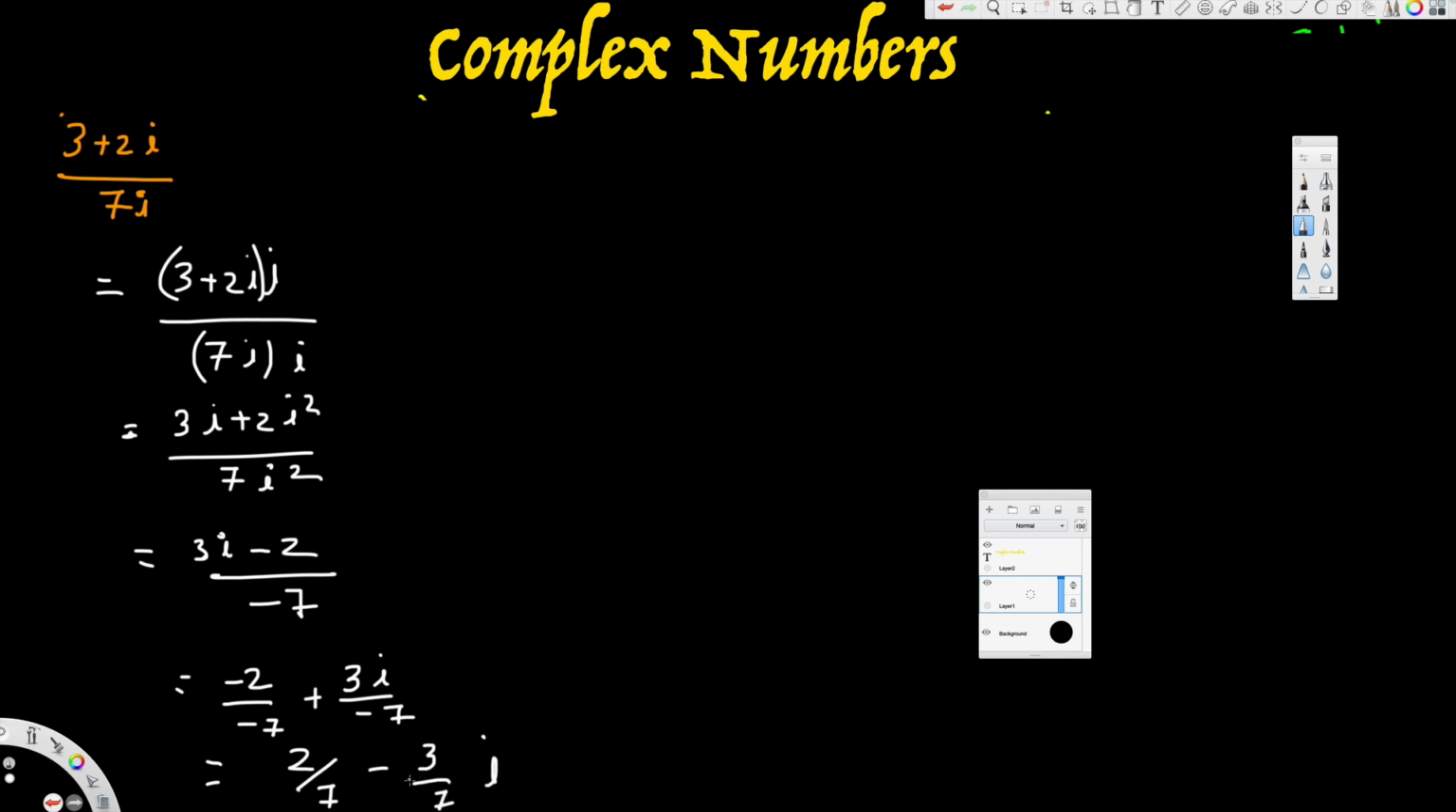Let's see if I made any mistake here. 3i plus 2i square, that's -2, so 3i minus 2 over -7. Now -2 over -7 and -3 over 7. Okay, that's our final answer.